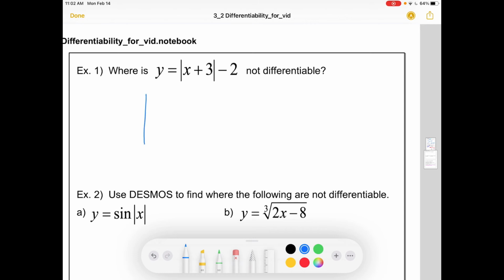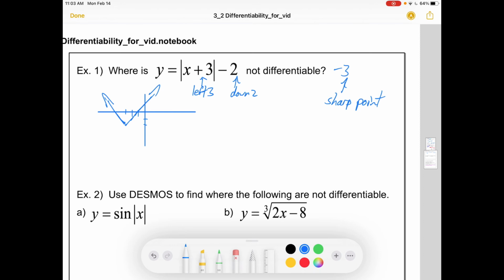So where is this not differentiable? Well, I know that an absolute value function is just a v. This one has been moved left 3 and down 2. So if I were to just make a quick and dirty sketch, something like this. And I can see it's not differentiable at -3. There's a sharp point. That's also sort of the most fishy value in the whole function, right? That's where the absolute value signs might start kicking in and doing something to either the left or right of 0.